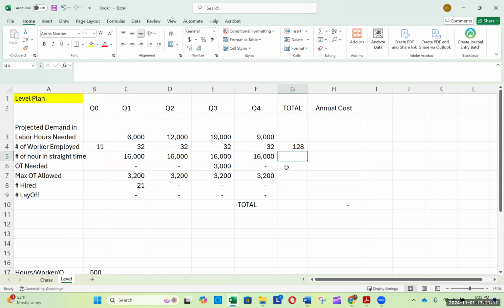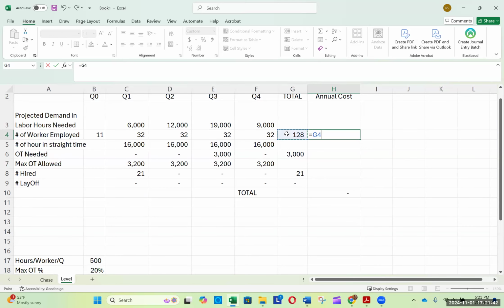And overtime cost we'll have to calculate. So let's calculate the total. Control C, I'm copying the formula here. And so you need total 3,000 hours in your plan. And then how many hires and how many layoffs? This is the plan. All right. So now you need to figure out the total cost. So this is going to be each quarterly worker is paid 500. So take this number times 500.